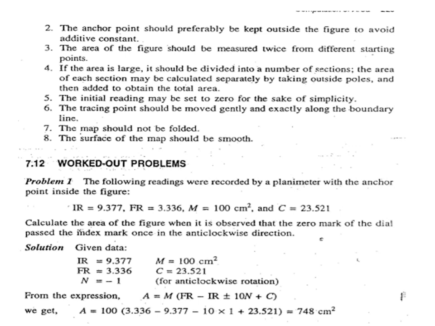So given IR equal to 9.377, FR equal to 3.336, n equal to -1, m equal to 100 cm square and the instrument constant C equal to 23.521. Then from the expression A equal to m multiplied by FR minus IR plus or minus 10n plus C, we can substitute the values of all the parameters. We get A equal to 748 cm square.